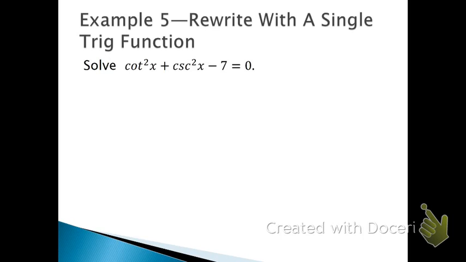Okay, example 5 says solve cotangent squared of x plus cosecant squared of x minus 7 equals 0. What are we going to do here? It would probably be easier to change them both to cotangents or both of them to cosecants, because we get two different trig functions going on. So look at your identities there. And it doesn't matter to me.